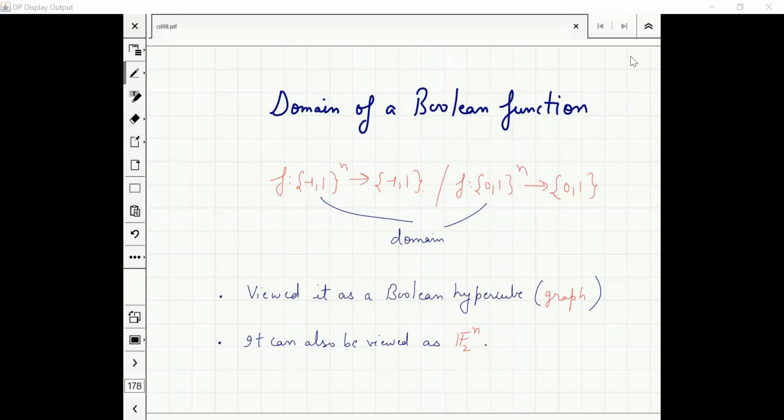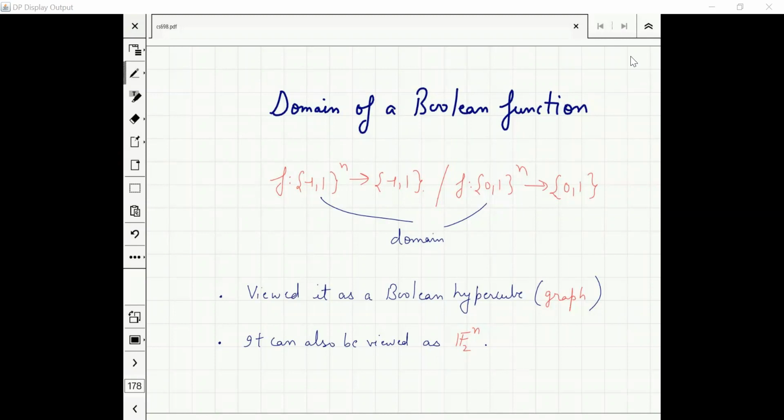Till now, we never used the fact that {0,1}^n can be thought of as a group or as a field F2 to the power n. We mostly used that {0,1}^n is basically a Boolean hypercube. That means it was given a graph structure where we joined edges which were at Hamming distance 1. Those were the things which were joined.